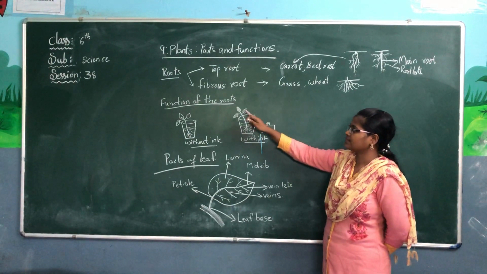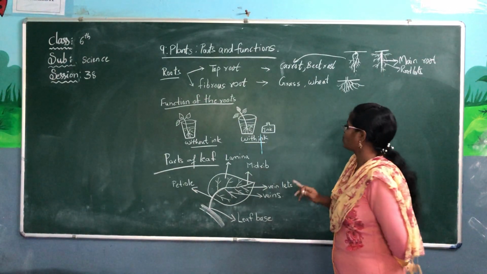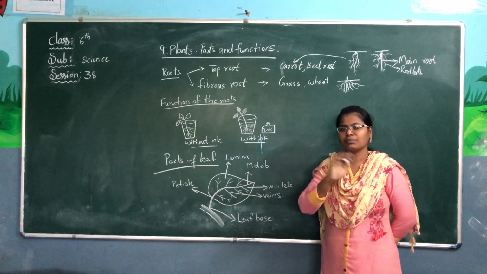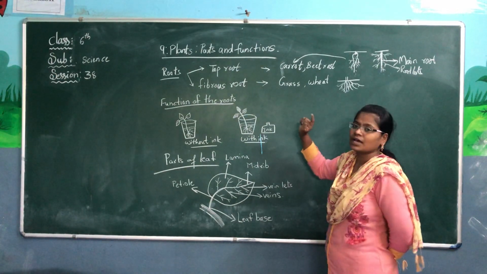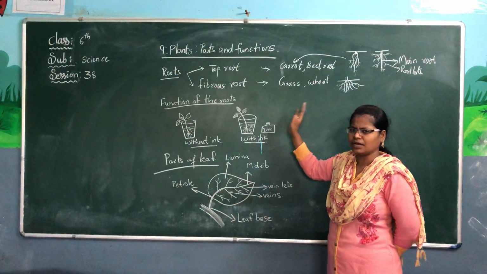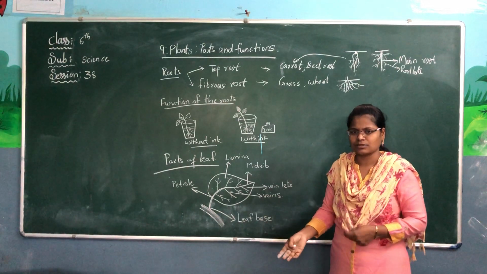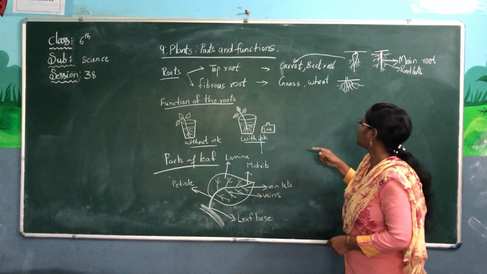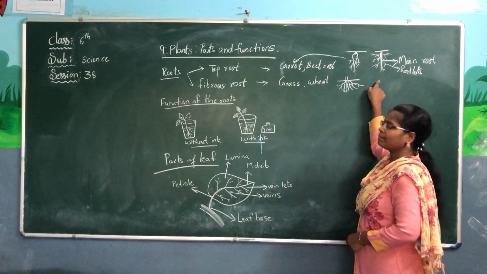Now the second thing is fibrous roots. Everybody has grass, just pluck it and see the roots. Examples of fibrous roots are grass and wheat. Wheat and grass are both similar. Even when you see the wheat plant, it looks like grass. When you plant them, the roots are the same. In this, we don't have a main root. There is no main root.